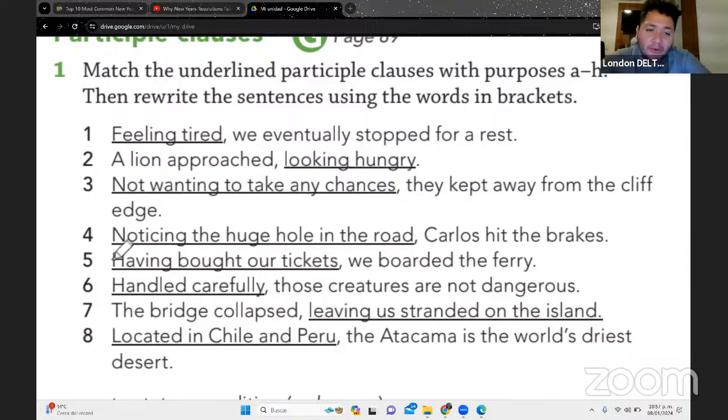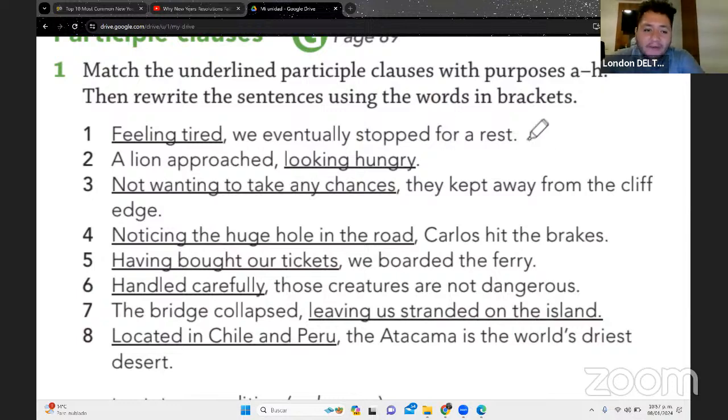Entonces, esto, number 4, aparte de reducir la oración, te da la información de que inmediatamente, al ver el hoyo, otra acción que es que él frenó al instante. Es decir, eso también te ayuda para decir que algo sucede inmediatamente, ¿no? So noticing a huge hole in the road, I did that. Fue inmediato ver una cosa para que sucediera otra. So that's why gerunds are very interesting. They help you. They give meaning to the sentences and they reduce sentences. Yes?